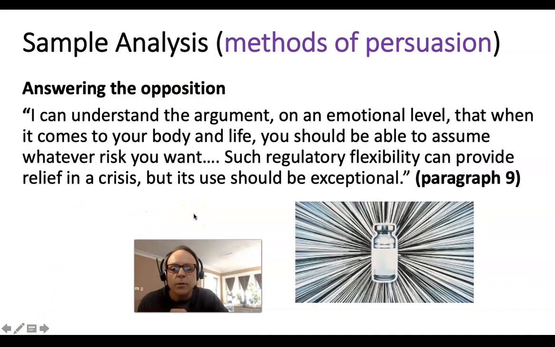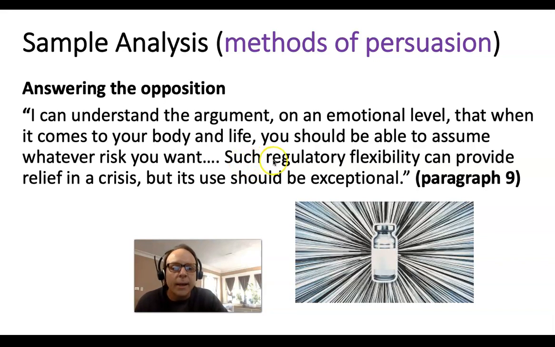Finally, any methods of persuasion? She uses answering the opposition. She probably uses others but I found this one very clear. She's basically saying, I know people on an emotional level. I understand when it comes to your body and your life, you should be able to assume whatever risk you want. So basically, you're very sick and you're willing to just take some experimental drug. That should be your business, she says. She understands that on an emotional level. And this is what answering the opposition does, right? You acknowledge somebody's opinion, different from your own, and then you try to kind of disprove it, right? Or give an answer to it.